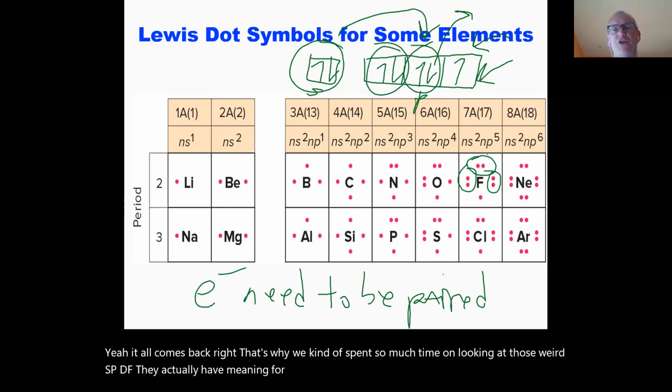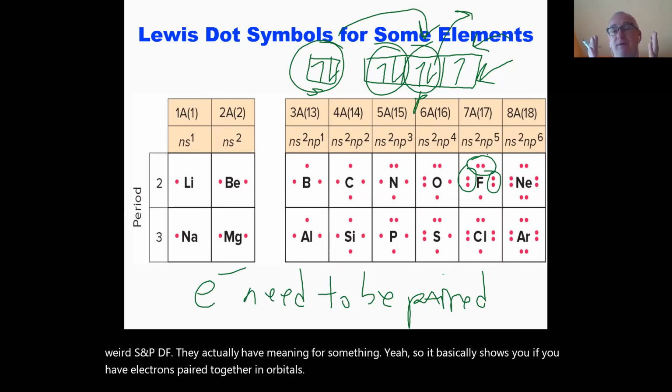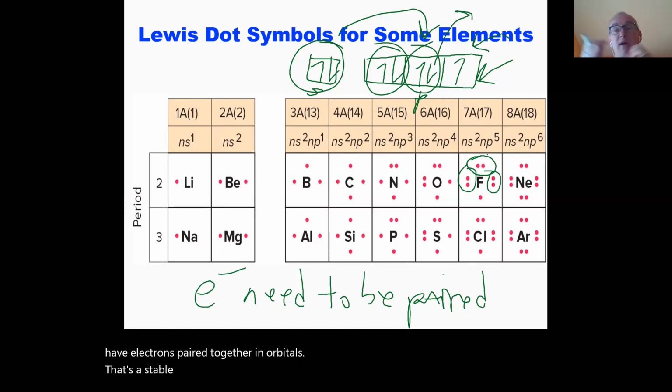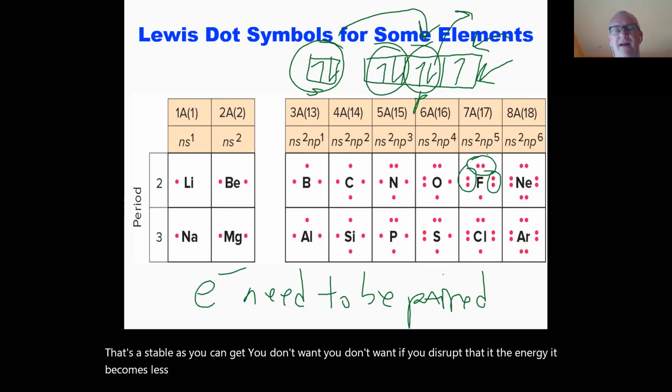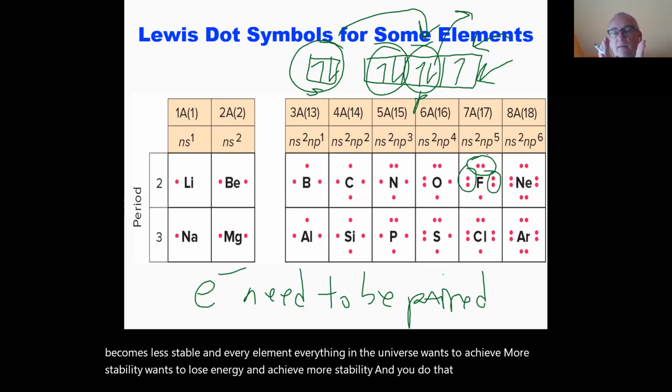So it basically shows you that if you have electrons paired together in orbitals, that's as stable as you can get. If you disrupt that, it actually increases the energy. It becomes less stable. And every element, everything in the universe, wants to achieve more stability. It wants to lose energy and achieve more stability. And you do that by filling the orbitals and pairing everything.